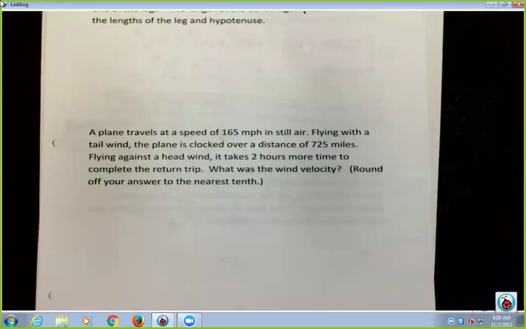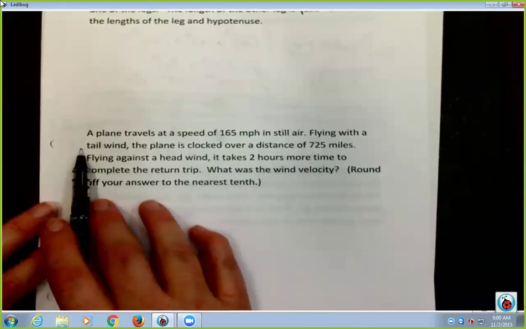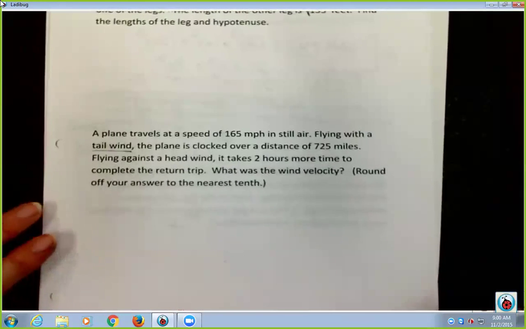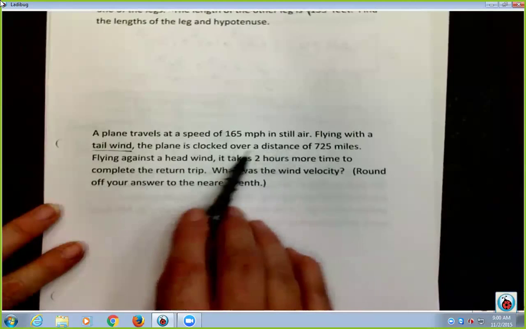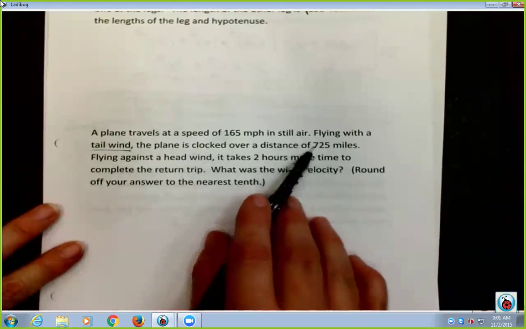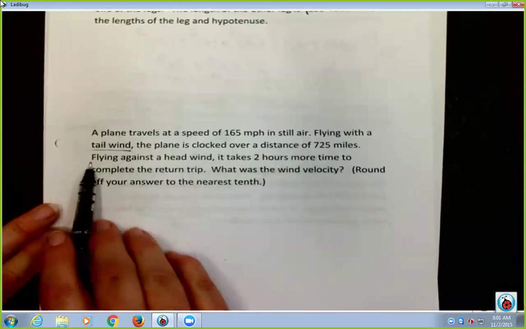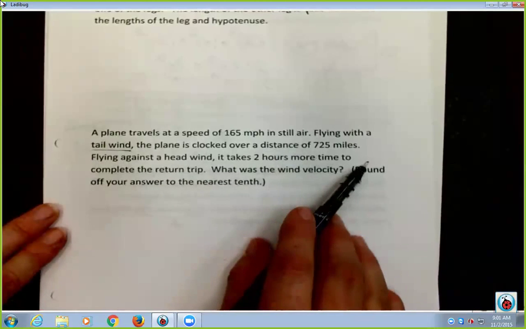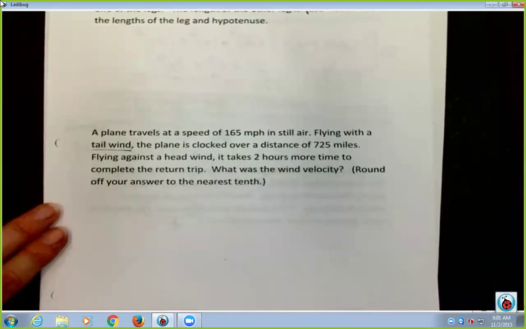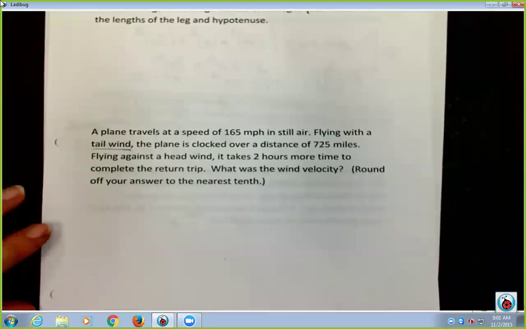It says a plane travels at a speed of 165 miles per hour in still air. And flying with the tailwind, so the wind is going to push it, the plane is clocked over a distance of 725 miles. Flying against the headwind, it takes 2 hours more to complete the return trip. What is the wind velocity?